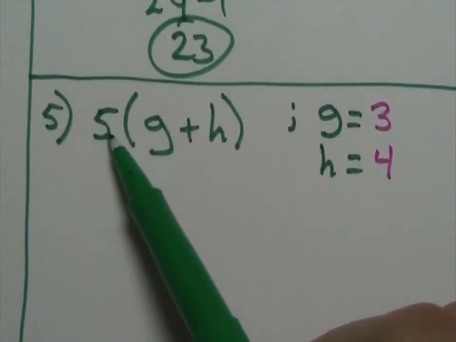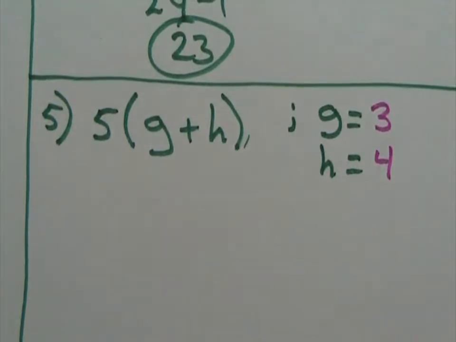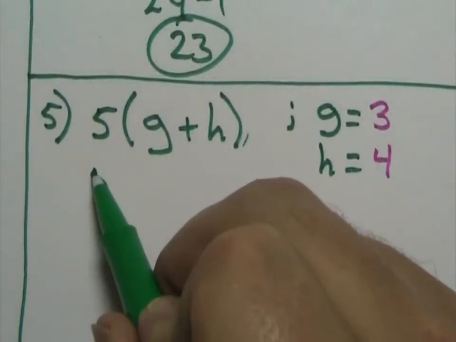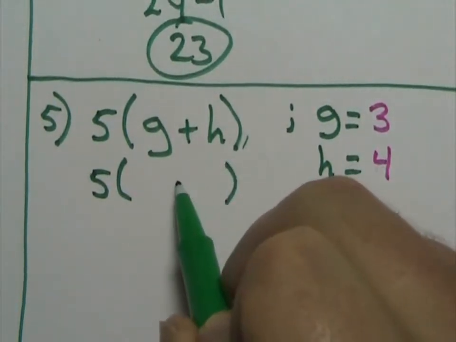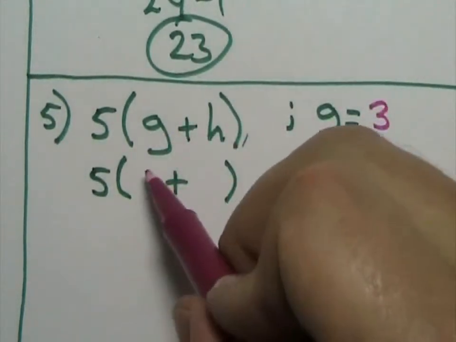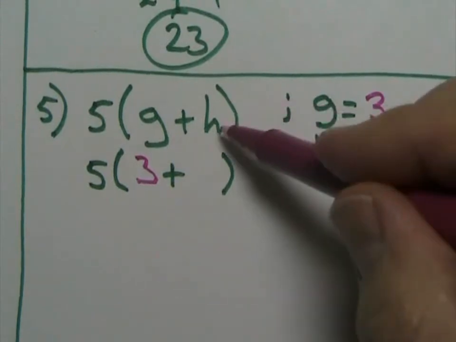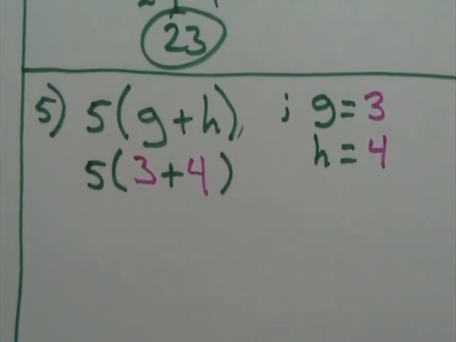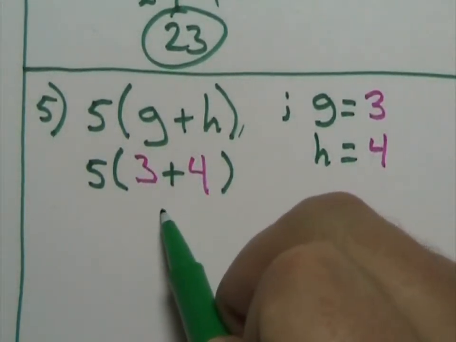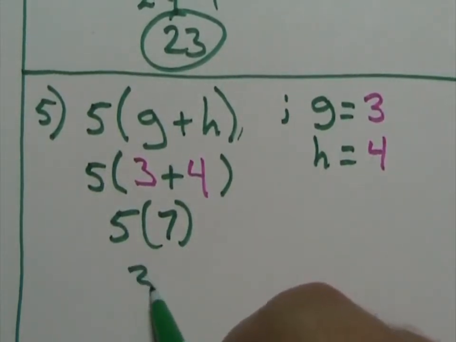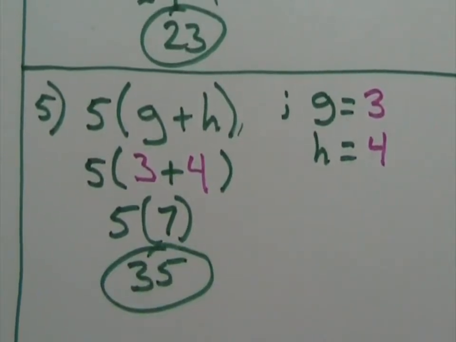Okay, number 5, we have 5 times quantity g plus h. g is 3 and h is 4. So I'll plug those numbers in. 3 for g and 4 for h. I'm going to do what's inside the quantities first. 3 plus 4 is 7, times 5. 5 times 7 is 35.